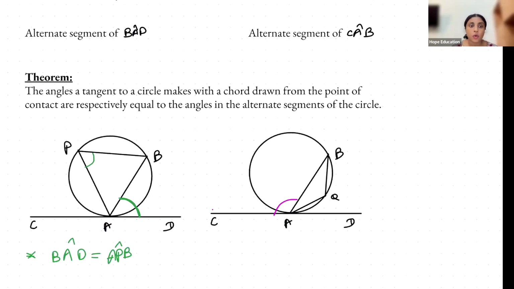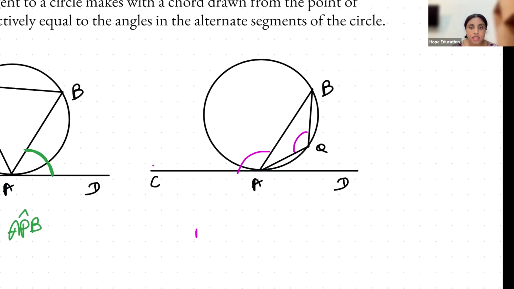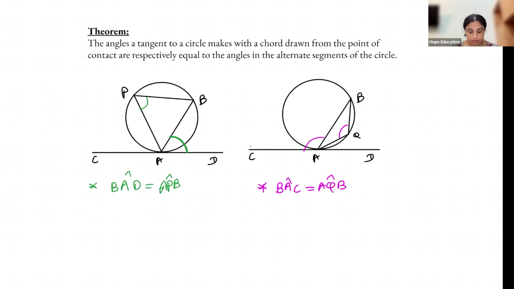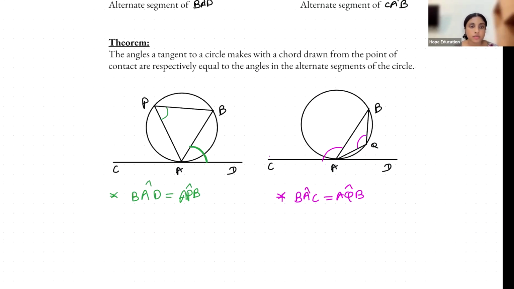So here, let me go over it again. The angle between the chord and the tangent will be equal to the angle subtended by the same chord in the alternate segment. That is this. Therefore, BAC will be equal to AQB. Is that clear? Thumbs up. Okay, draw it again. Don't take too much time. Quickly draw. Let's do some examples.